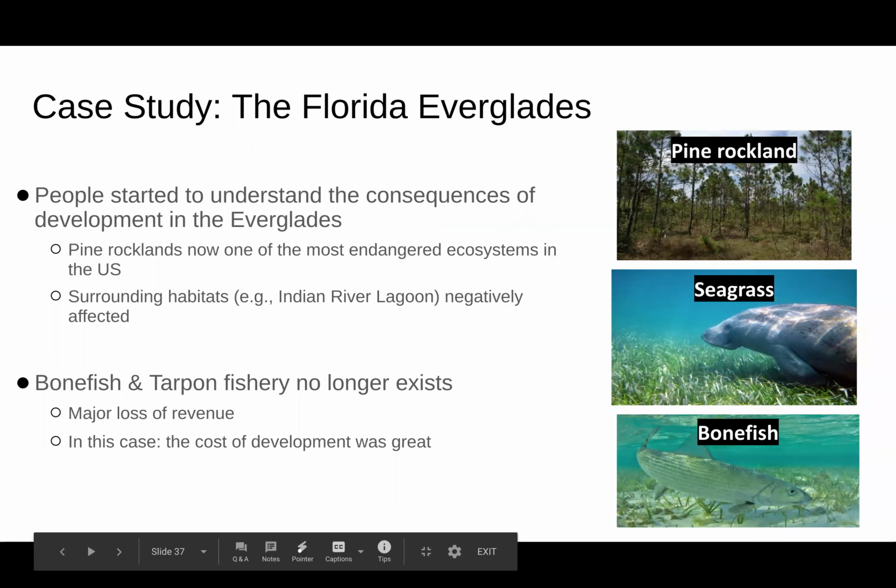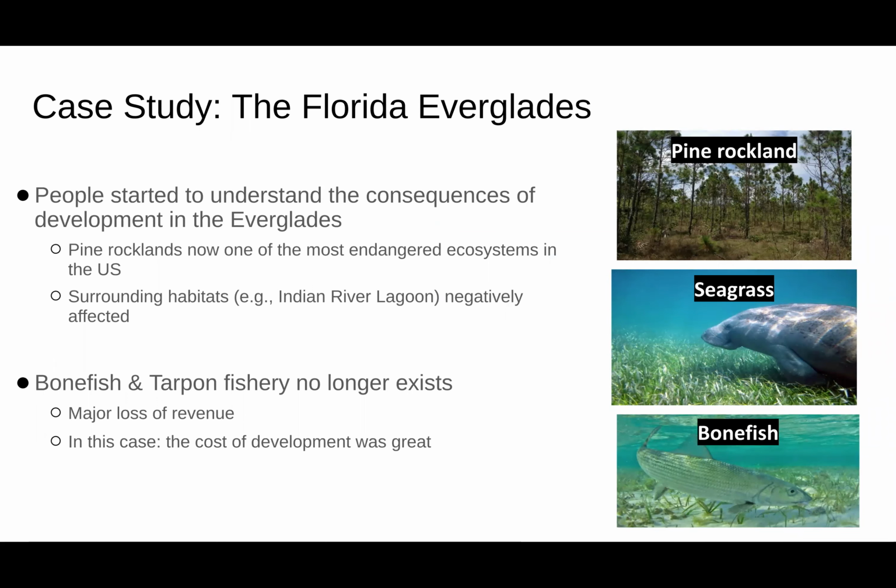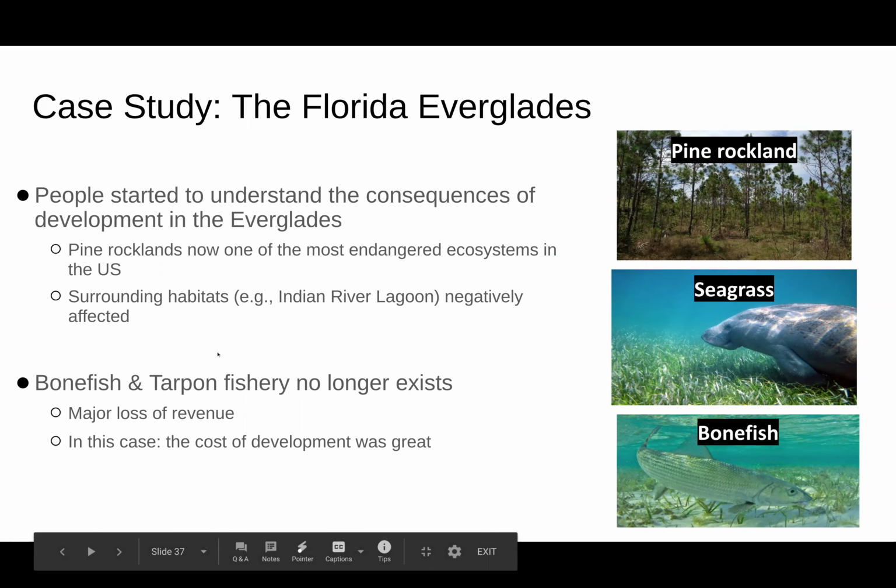And again, we're losing animals in a system, which has effects on the biology, but it also has direct effects on the fishing industry. Bonefish and tarpon were a pretty heavy commodity. They were about a $1 billion a year industry in Florida. They're no longer there. So there was a major loss of revenue. And so in this case, the direct cost to this fishing industry was pretty big.